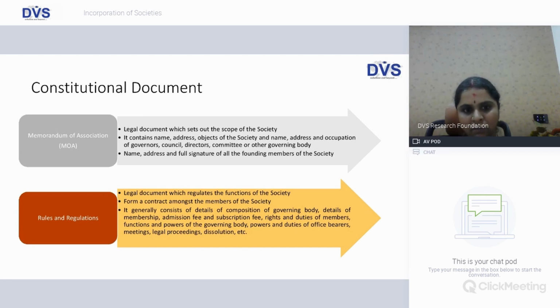And generally, the rules and regulations comprise the details of composition of the governing body, which again has your council, directors, committees, details of membership, who are the founding members, and their names, their addresses, all those details, admission fee and subscription fee details, rights and duties of each member, functions and powers of the governing body, powers and duties of your office bearers, the president, vice president, secretary, meetings, legal proceedings, and dissolution.